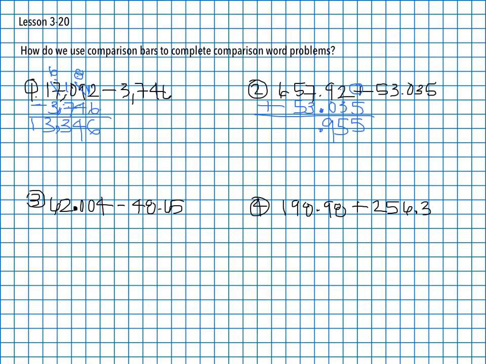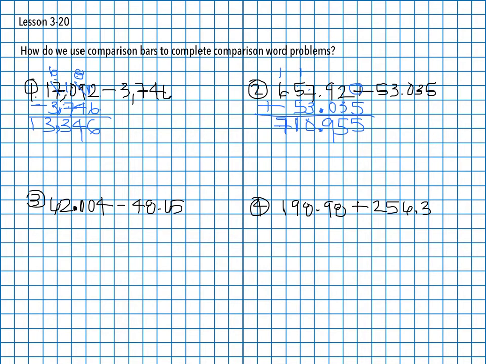We're going to bring our decimal point down right away. 7 plus 3 is 10. Carry my 1. 5 plus 5 is 10, plus 1 is 11. Write down 1, carry the 1. And then 6 plus 1 is 7. So the answer is 710 and 955 thousandths.